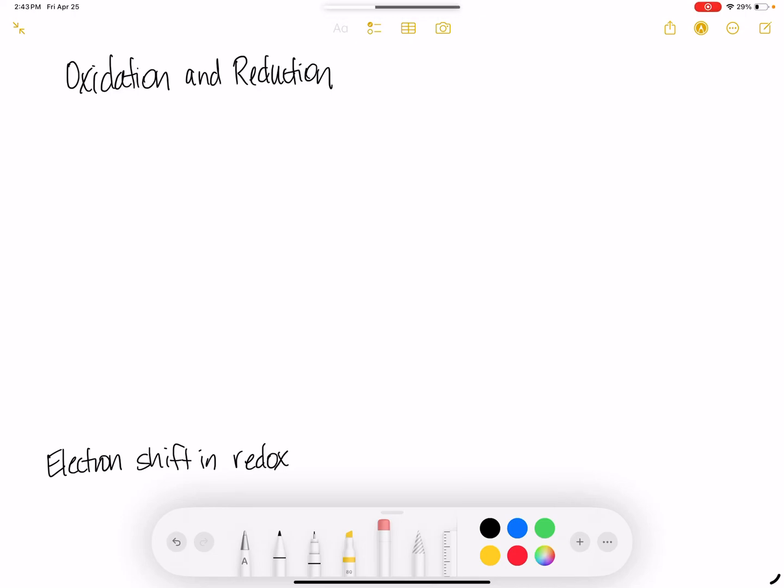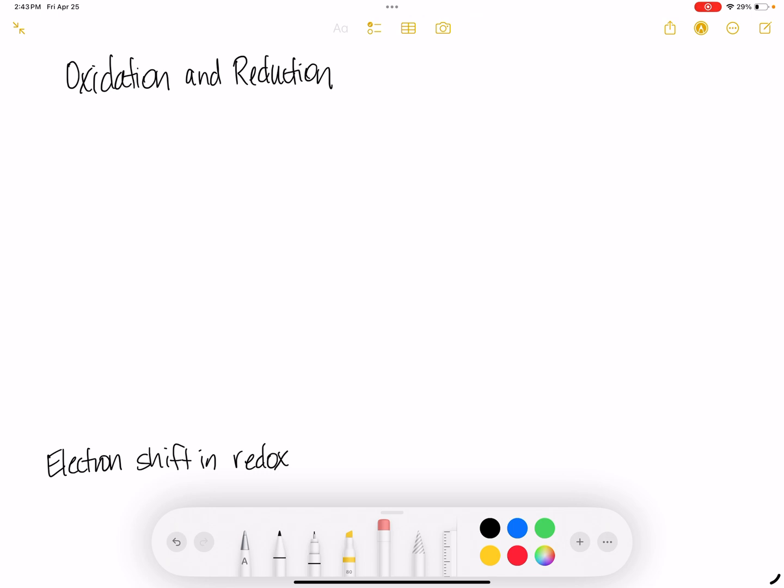Right, this video is on oxidation and reduction reactions and overview. It's also on calculating oxidation numbers and then using oxidation numbers to decide if something is an oxidation reduction reaction or not. Okay, so what are oxidation and reduction?